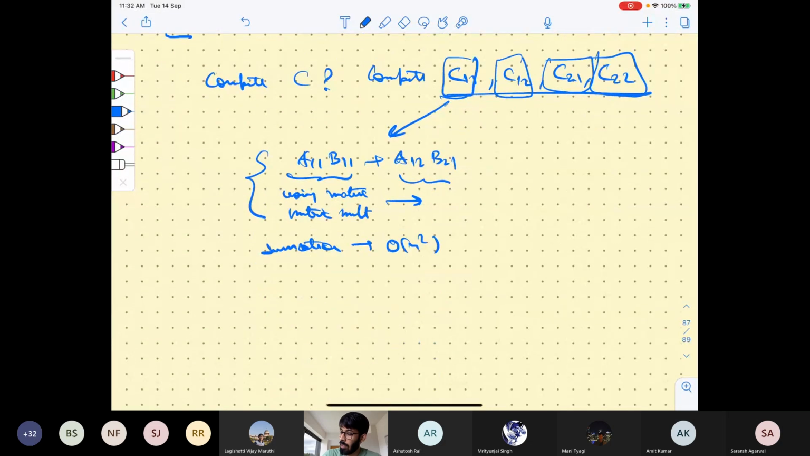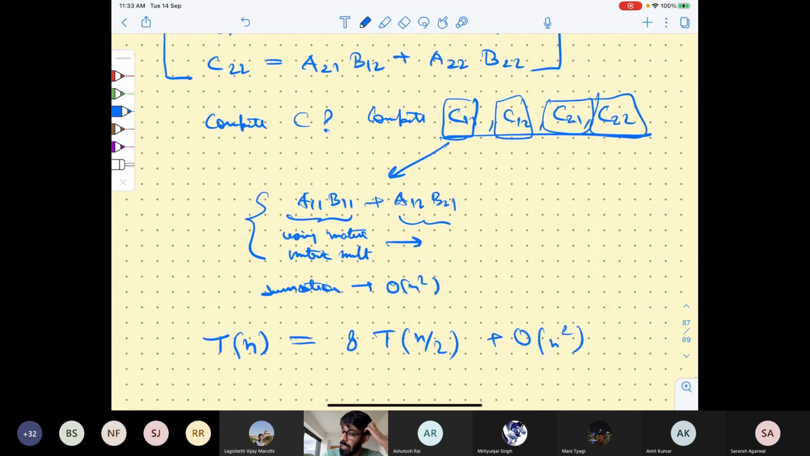So what is the recurrence that we are going to get? 8 T of n by 2 plus order n square. Right? Because for each one of them, you get two multiplications, and for the summation, you get n square. And again, you have four such summations, right?